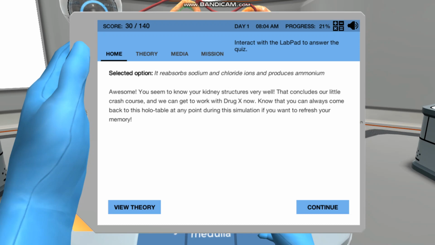That concludes our little crash course, and we can get to work with drug X now. Know that you can always come back to this hollow table at any point during this simulation if you want to refresh your memory.